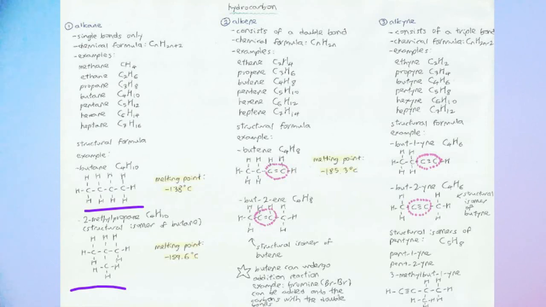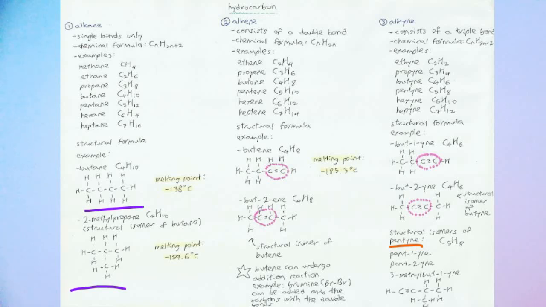Let's look at the structural isomers of pentyne. So it has a chemical formula of C5H8. Why is it C5H8? It follows the chemical formula. It has 5 carbons, so the number of hydrogens will be 2 times 5 minus 2, which is 8. So we have pent-1-yne, we have pent-2-yne. We also have 3-methylbut-1-yne. So what is 3-methylbut-1-yne?